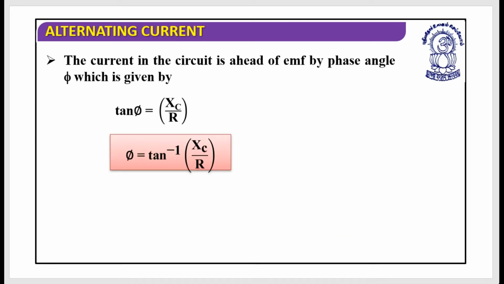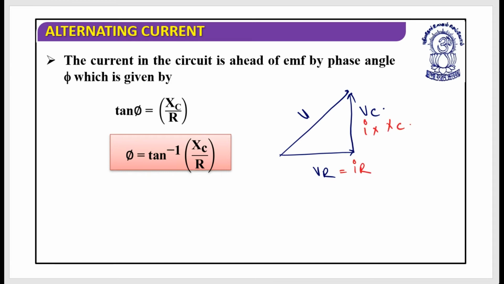So the situation would be something like this, that you have seen the voltage triangle, that this could be VR, this could be the VC, and this could be the V. When I write VR, I can write it's I into R. When I write VC, it's I into XC. When I write V, it's I into Z.